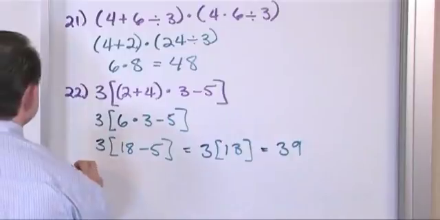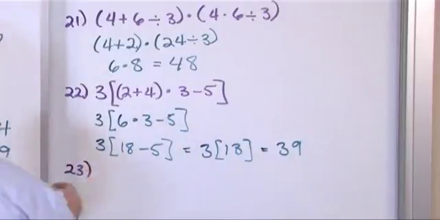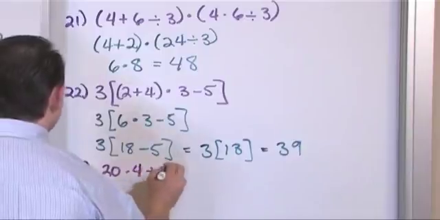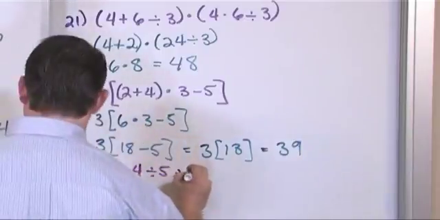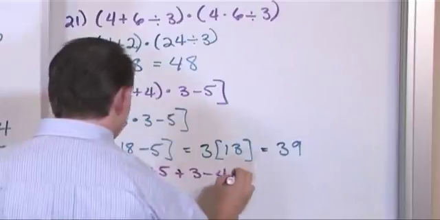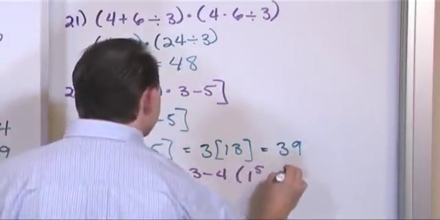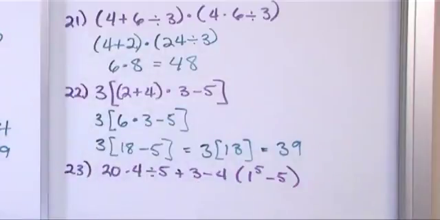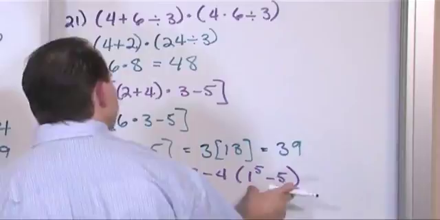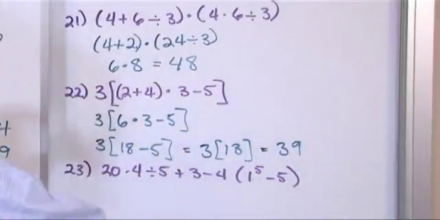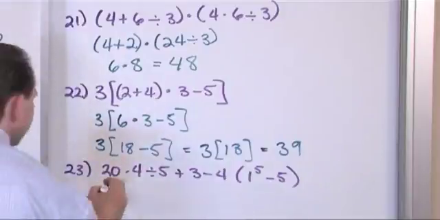Let's say we have 20 times 4 divided by 5 plus 3 minus 4 times 1 raised to the power of 5 minus 5. It's one of those things you might stare at and not know where to begin, but you have to take it one step at a time. First, you got to operate inside of these parentheses, and inside of there you've got an exponent, so you have to do that first. So we're going to do a lot of rewriting here.